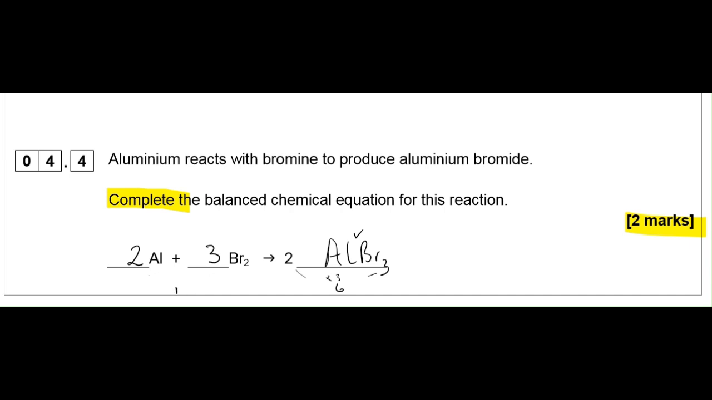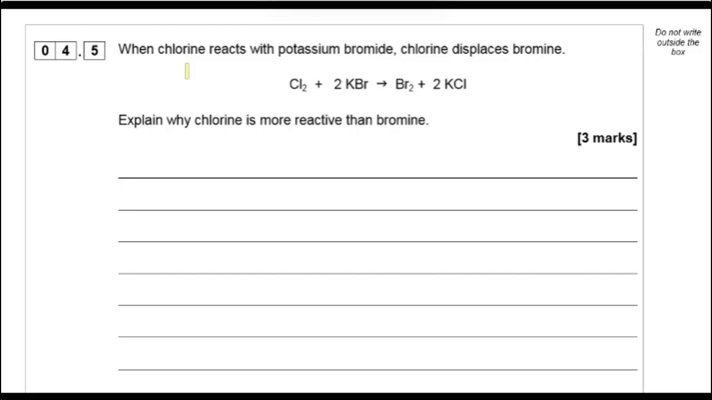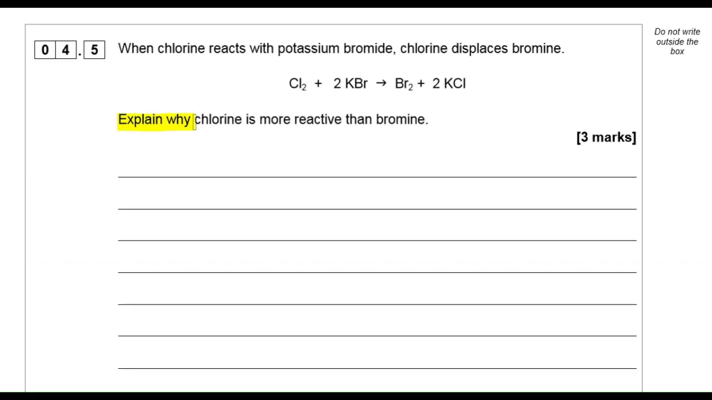Over the page to question 4.5. When chlorine reacts with potassium bromide, chlorine displaces bromine. And there's an equation. Cl2 plus 2KBr goes to Br2 plus 2KCl. Explain why chlorine is more reactive than bromine. And this is a 3-mark question. So if we plan our answer out here, chlorine, we know from the periodic table, is higher up in group 7, so it has a smaller atomic radius.